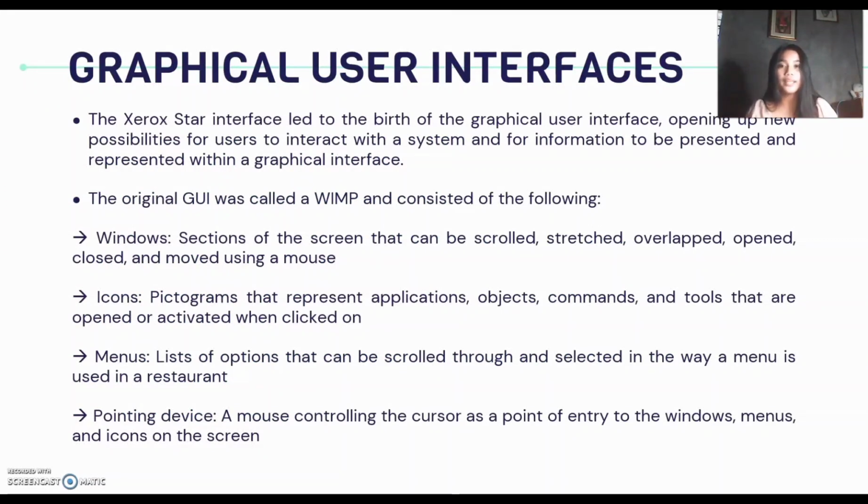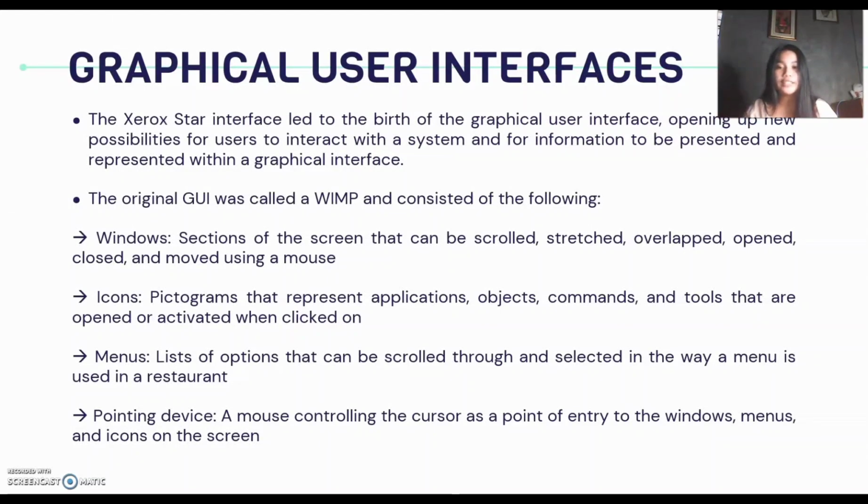The second one is the graphical user interface. The Xerox Star interface led to the birth of the graphical user interface, opening up new possibilities for users to interact with a system and for information to be presented and represented within a graphical interface. The original GUI was called a WIMP and consisted of the following.